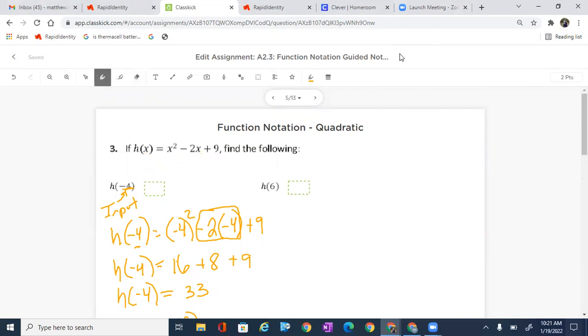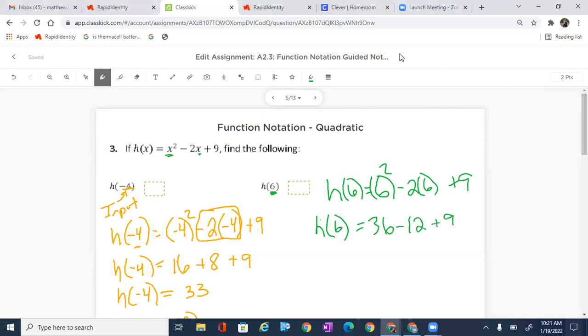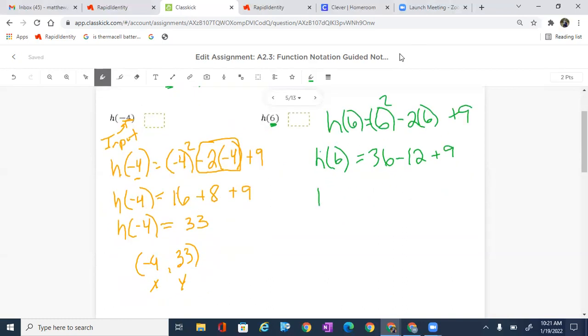It's got a positive, and we're going to do the exact same thing, but this time the input is going to be 6. So I'm going to write h of 6 equals 6 squared. Wherever I see an x, I'm going to put a 6. So minus 2 times 6 plus 9. And I just keep working it down. So we know 6 squared is 36. -2 times 6 is -12 plus 9. And then we just keep working.